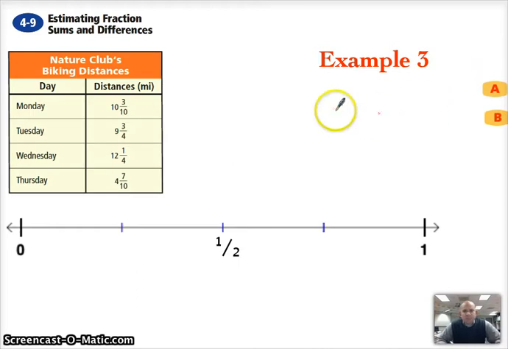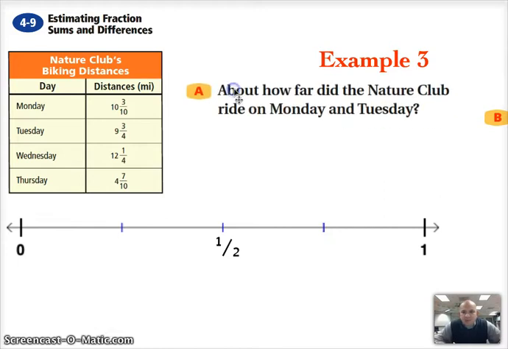Finally, we've got small word problems that we're going to be looking at. It says, about how far did the Nature Club ride on Monday and Tuesday? Well, here is a table of the Nature Club's biking distances. It says on Monday they went this far, Tuesday they went this far, etc. How far did the Nature Club ride on Monday and Tuesday?